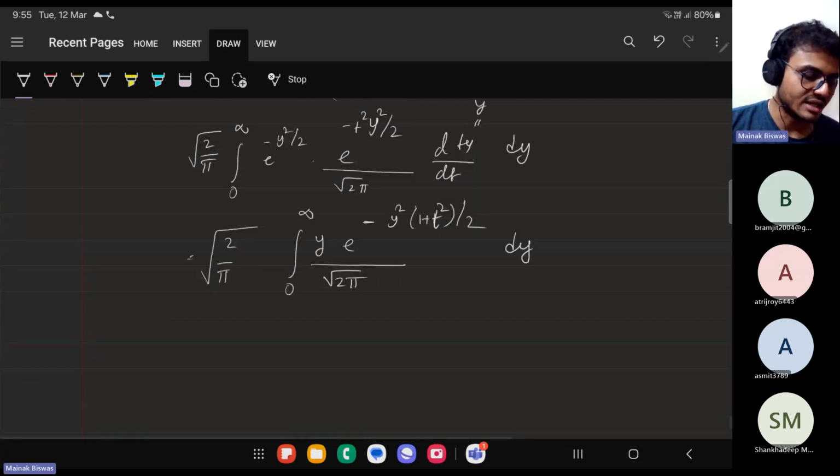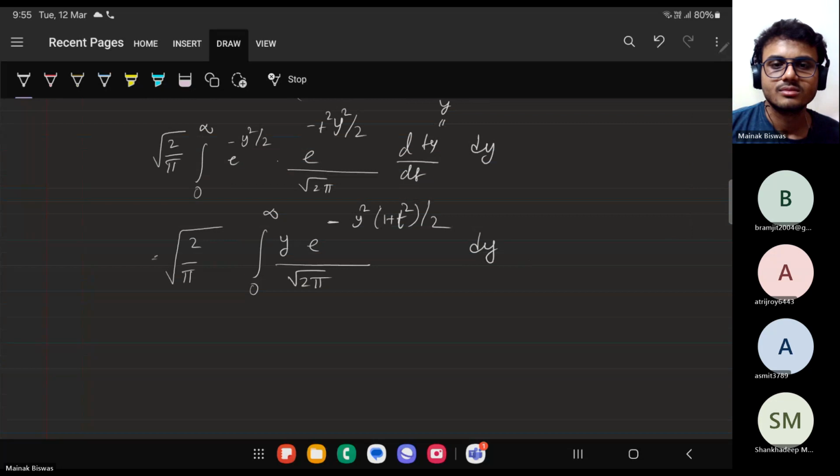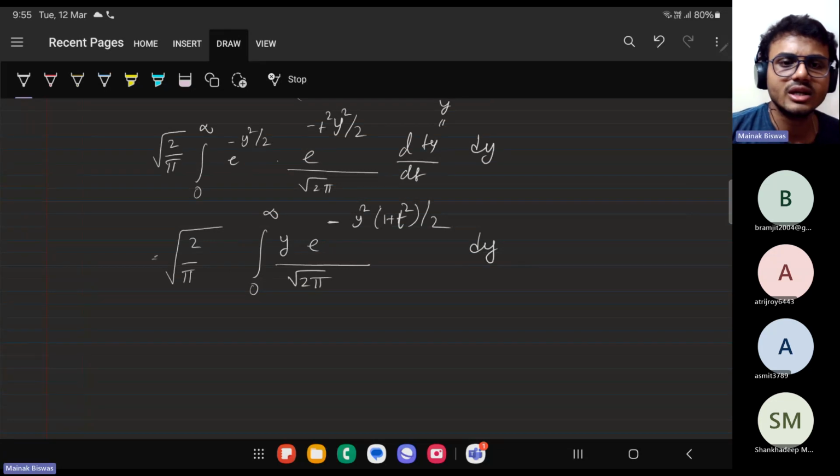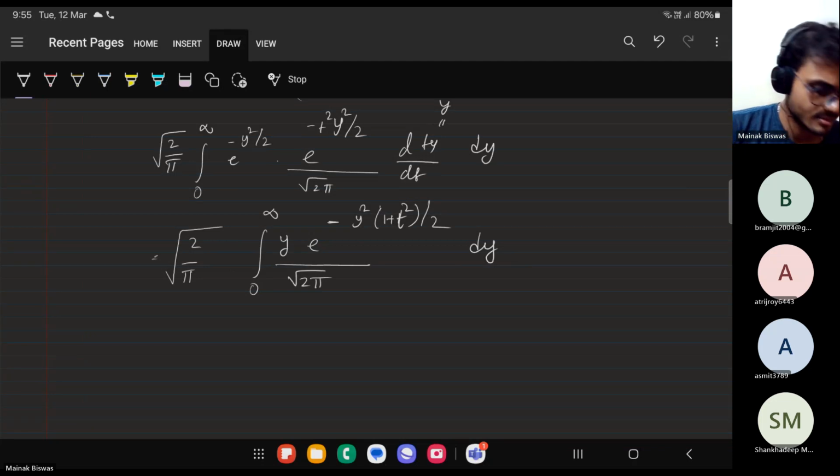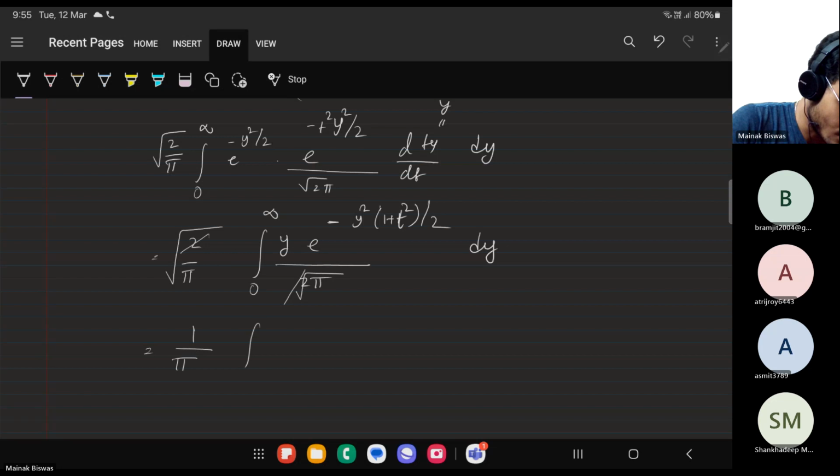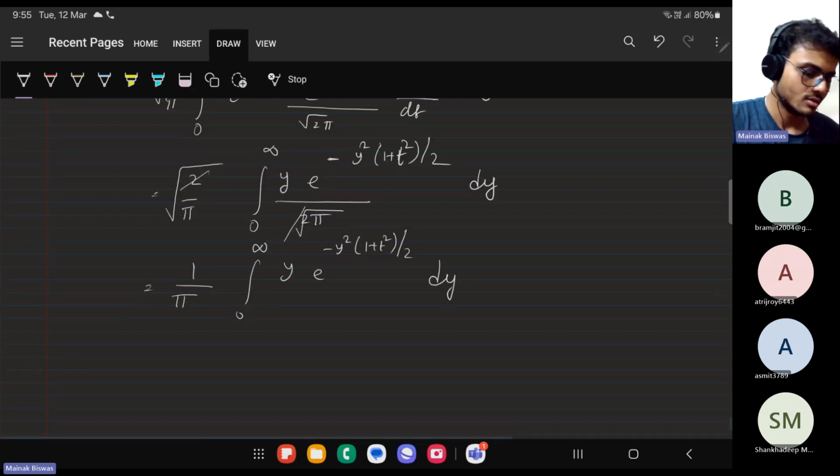Okay, so now how will I integrate this? Tell me, this is your integration. Class 11, 12 integration. Right? Simple integration, you're not being able to tell me. What will I do?